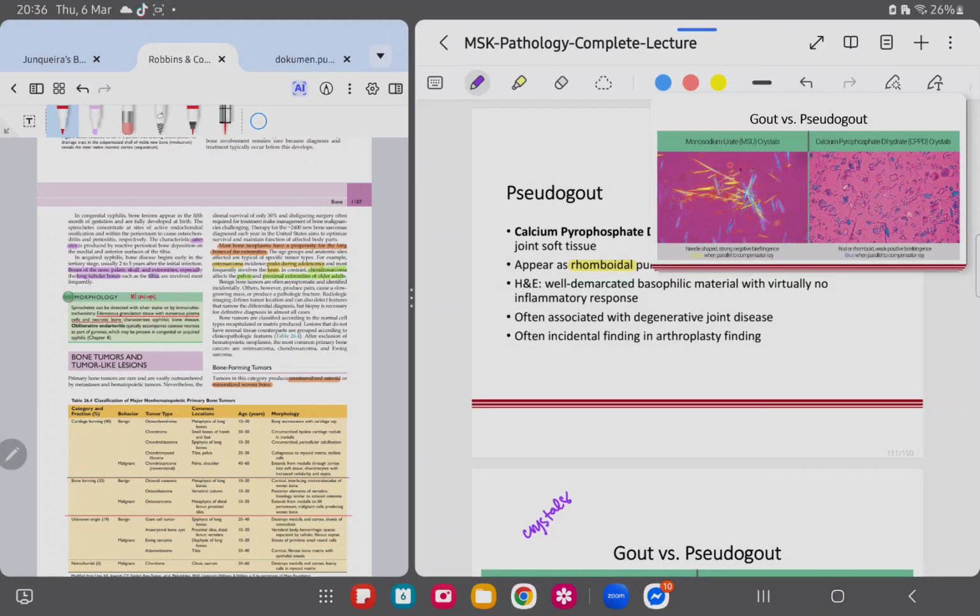Lastly, the treatment. You know that gout can be treated with certain medications, whereas your pseudogout is less likely to respond to medications such as colchicine.